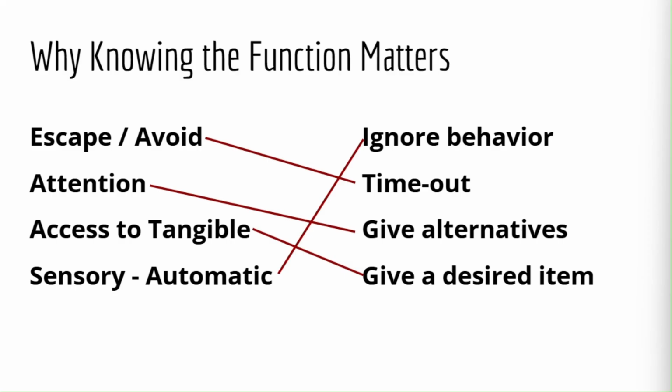What about using alternatives for attention? If you guessed providing alternatives is giving attention, you are correct. For giving a desired item when the function is access to tangible, this would serve the function of the behavior and increase the likelihood of it occurring again in the future. And lastly, reacting to sensory by ignoring would not help because the behavior in itself is reinforcing, and allowing it will continue it occurring.